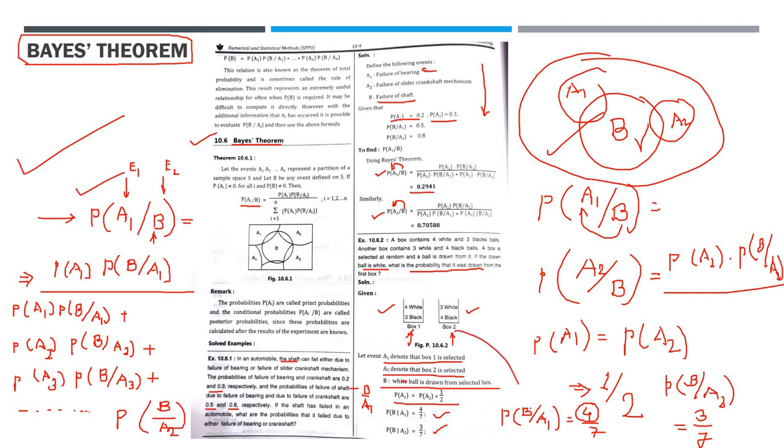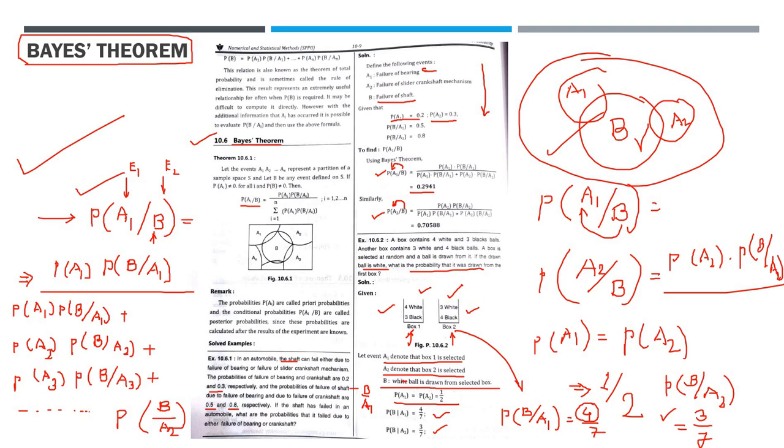So we have calculated P of B given A1, when the A1 event is occurring. And this is the probability of getting the white ball selected, 3 by 7, when box 2, or event 2, is going on.